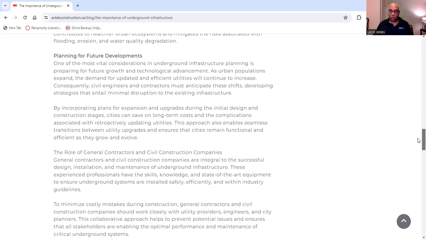Too many cities like New York, Baltimore, Philadelphia, some of these older cities, they have a lot of work they need on their underground infrastructure. I know down in Indianapolis, they're replacing some of that infrastructure. You have to remember, some of these cities date back almost 250 years. Now, again, when we deal with incorporating plans for expansion, this approach also enables seamless transition between utility upgrades and ensures that cities remain functional and efficient as they grow and evolve.